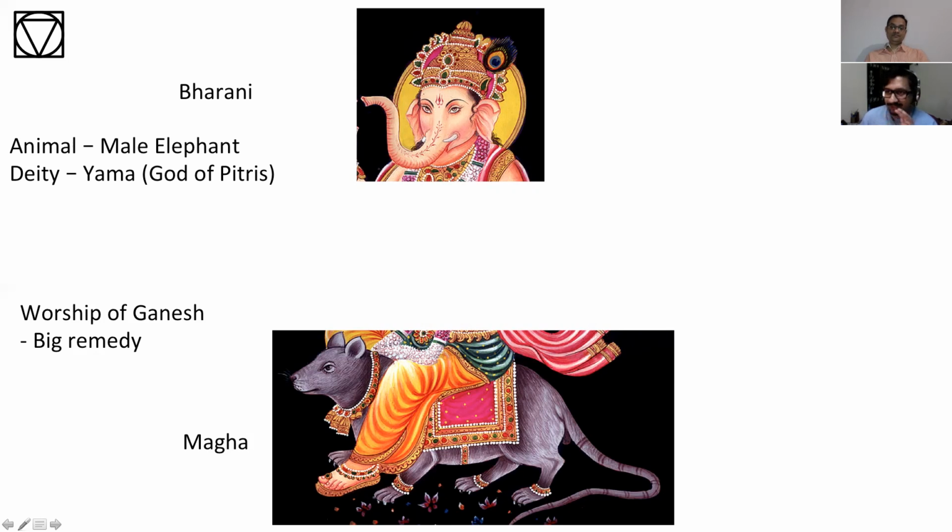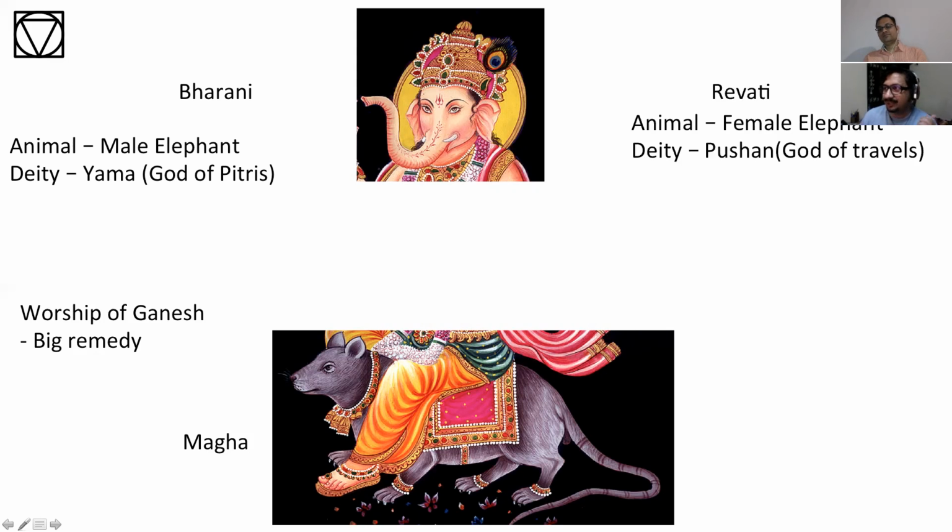Now we know that Bharani is the male elephant. The next natural question is, what about the female elephant? Logically it would seem that Magha natives not only listen to Bharani natives, but may also listen to Revati natives. Why? Because there is this elephant animal association with Revati. So a Magha native would be listening to both Bharani and Revati natives. Now Magha is the male rat, and the female rat is Purva Falguni. So you generalize this: Magha and Purva Falguni natives would be listening to Bharani and Revati natives.